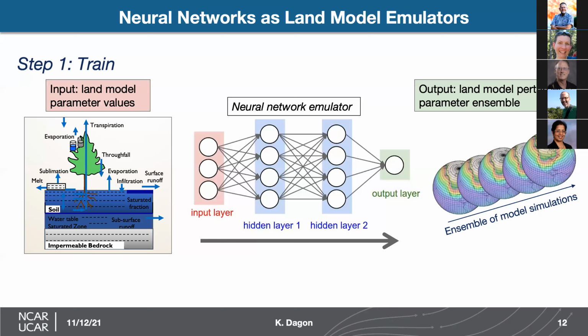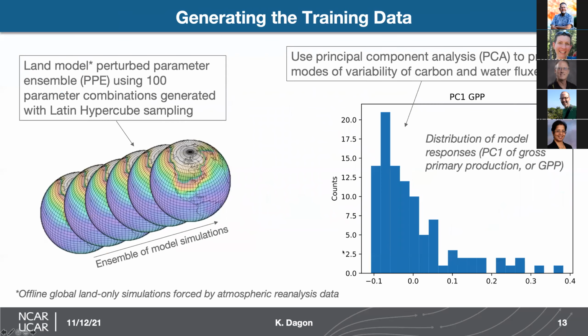So again, the training process is taking land model parameter values as input and using an ensemble of model simulations to train the emulator. And just a brief note on generating the training data. We ran a land model, so land only, uncoupled land simulations, perturbed parameter ensemble using 100 different parameter combinations generated with Latin hypercube sampling.